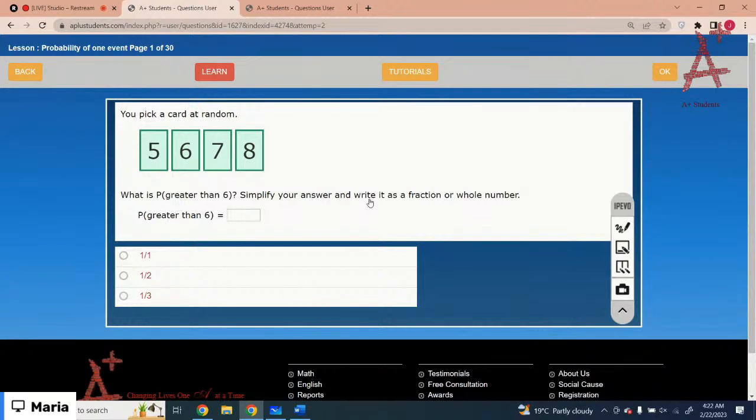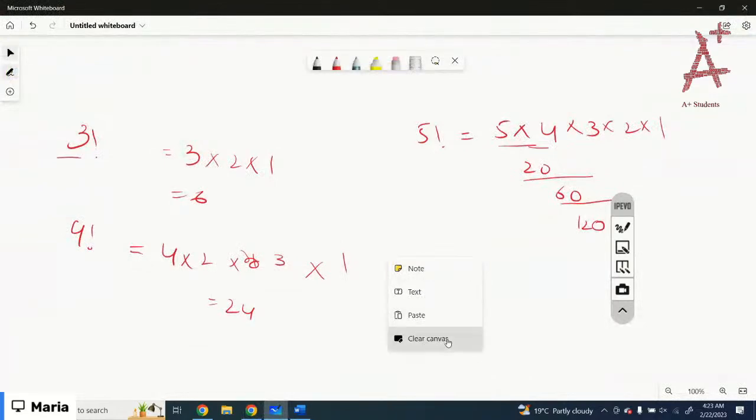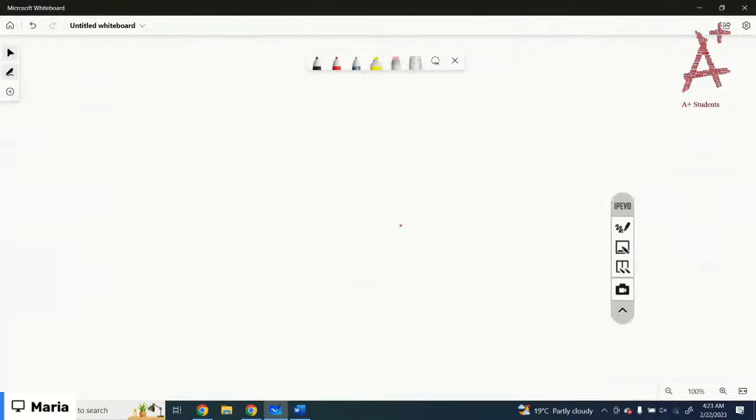The numbers that are greater than 6. Got it? Just look at the numbers. The numbers on the cards are 5, 6, 7, 8. You have to look for the numbers that are greater than 6. So how many numbers are greater than 6? Two numbers, 7 and 8, are greater than 6.